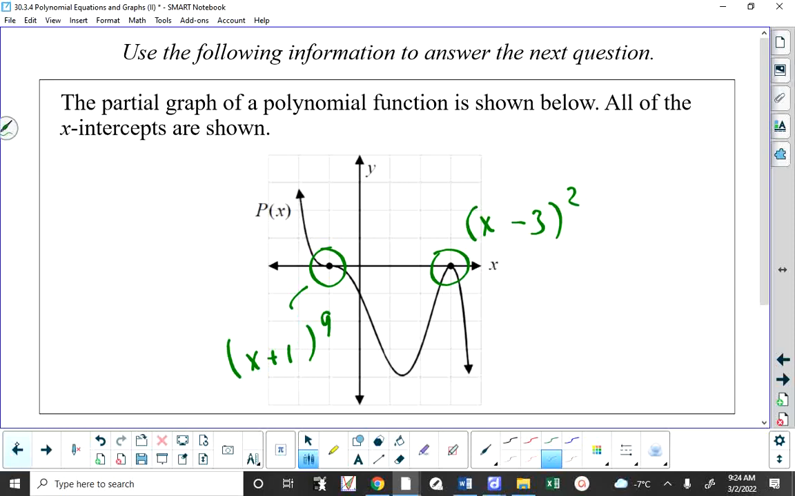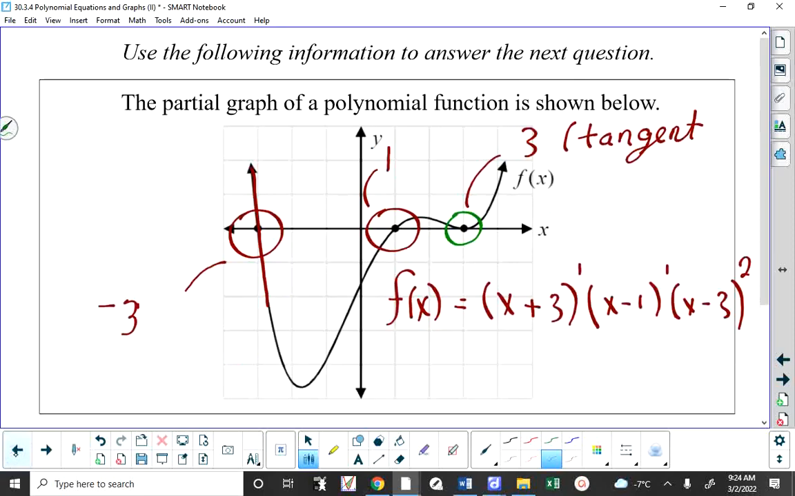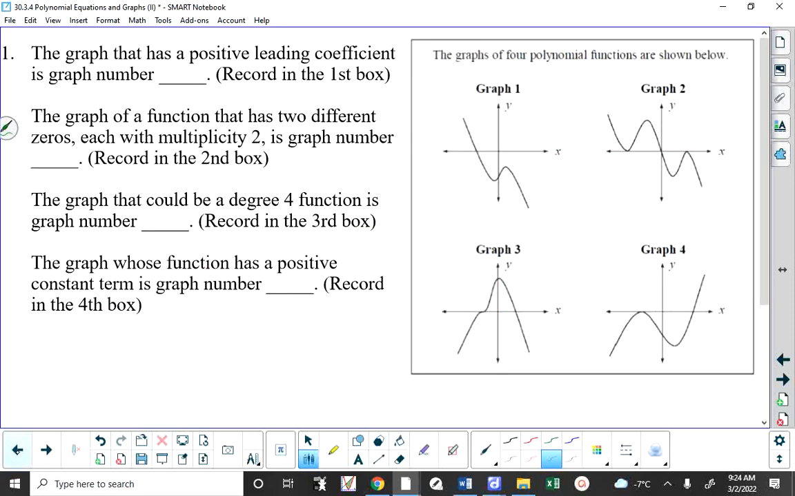All that being said, does anybody have any questions from this section that you would like me to go over or explain? Go ahead, Shazmada. 7?